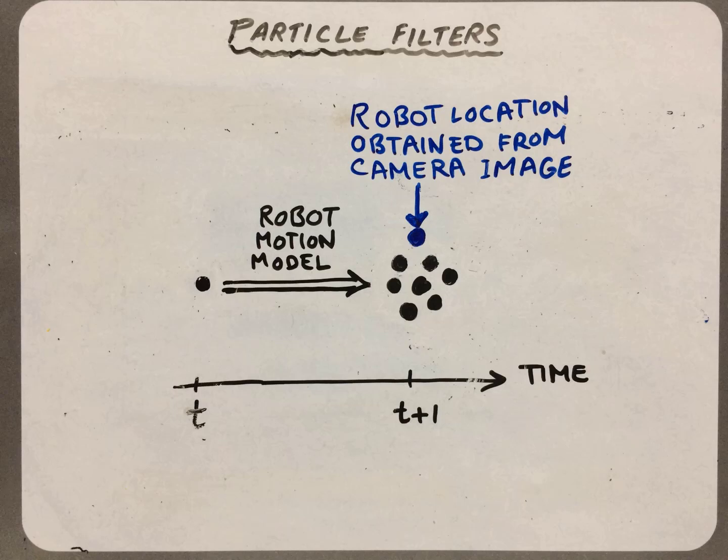And right now, I have purposely shown all the particles with more or less the same size, but their size in the next few slides is going to convey a very important message regarding their significance and the weight. So right now, you can think of all these particles as equiprobable robot locations. So the robot can be any one of these black particle locations at time t+1. All of them are equally likely.